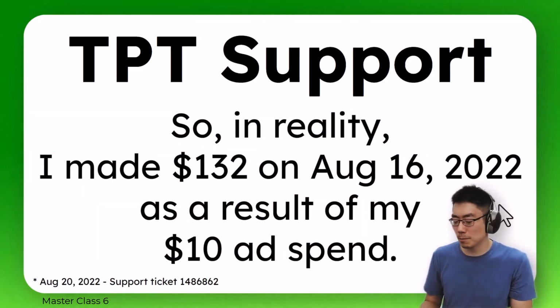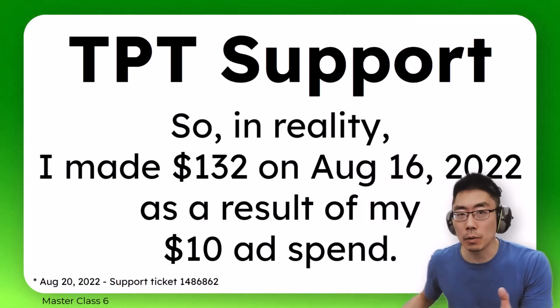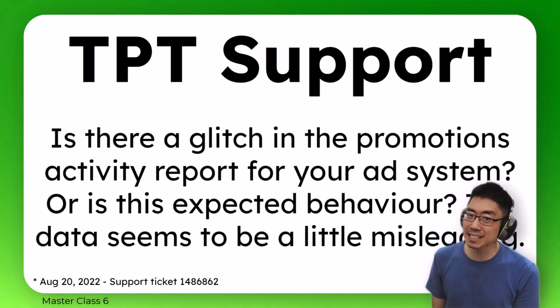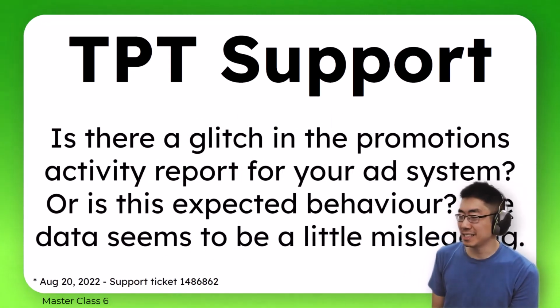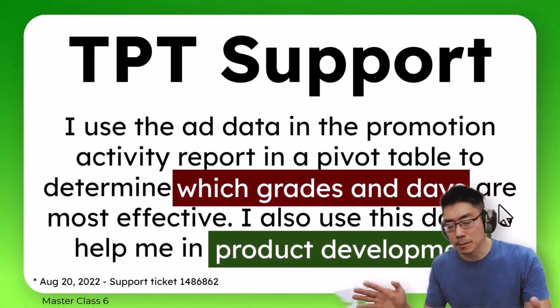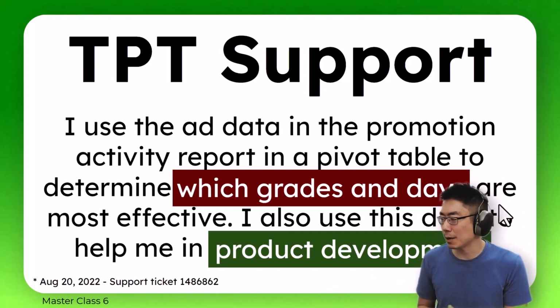For those of you who've been selling for a while, you'll know about return on ad spend. That's a metric we use to figure out if an ad campaign is profitable. So I asked them, is there a glitch? Is this expected behavior? Because it seems a little misleading. And TPT support's fantastic. The first line support asked their data team, then came back with the answer.